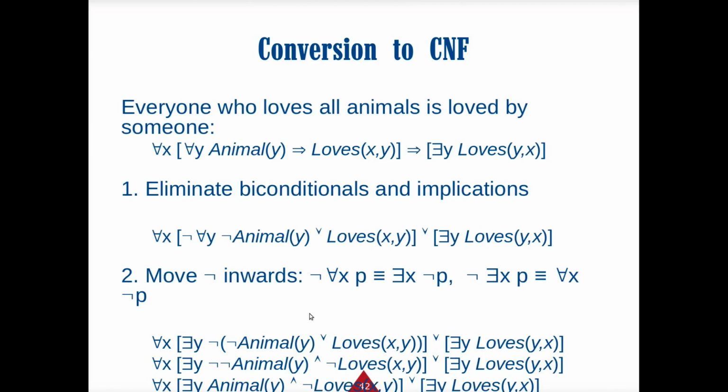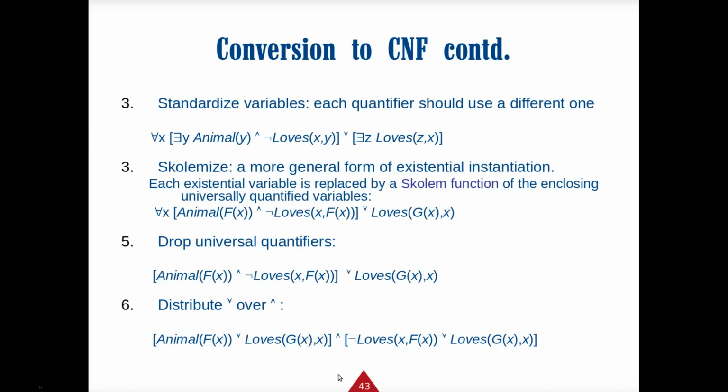So it builds into this space down here, where in all cases there's at least one case where someone loves an animal for all the different types of cases. And then for the third step, standardize variables, each quantifier should be a different one. And so you have these different quantifications, and you Skolemize, basically a more general form of existential instantiation. You saw I defined this earlier in the previous presentation. So basically it encloses it in step 3, part 2.